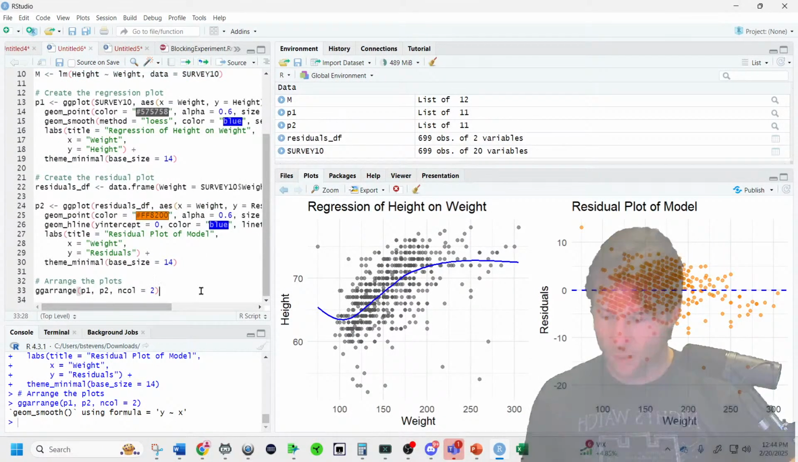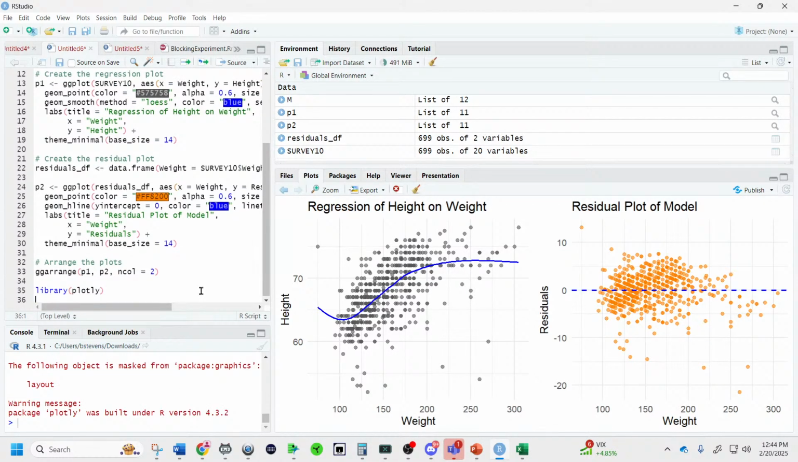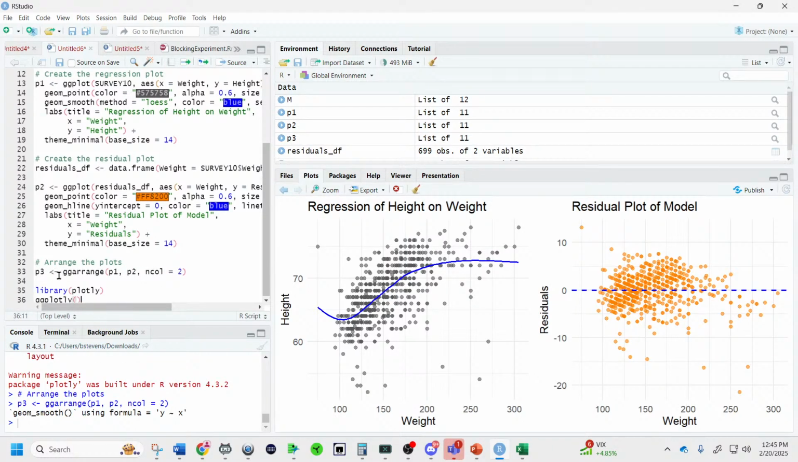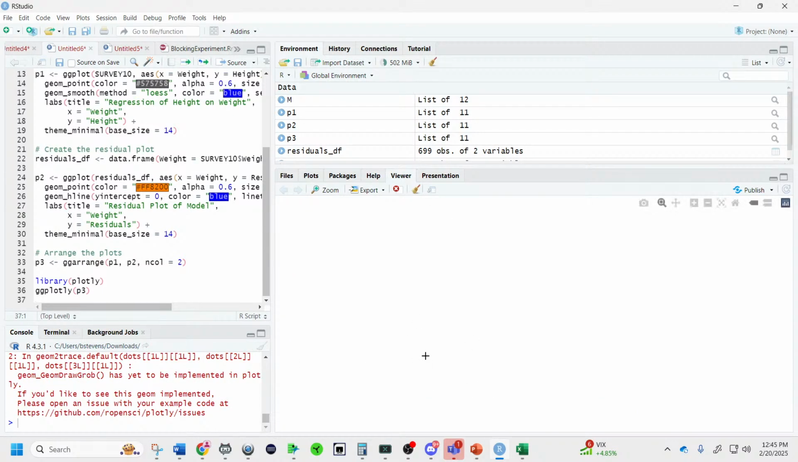And better yet, I should be able to go in here, and I hope this will work, library plotly. And now we should be able to go ggplotly of my ggarrange object. I do not know if this will work. P3. We're not going to overwrite our other graphics. And go to P3, and will this work? I've never tried this. It's mad. I think it's mad. Or is it working?